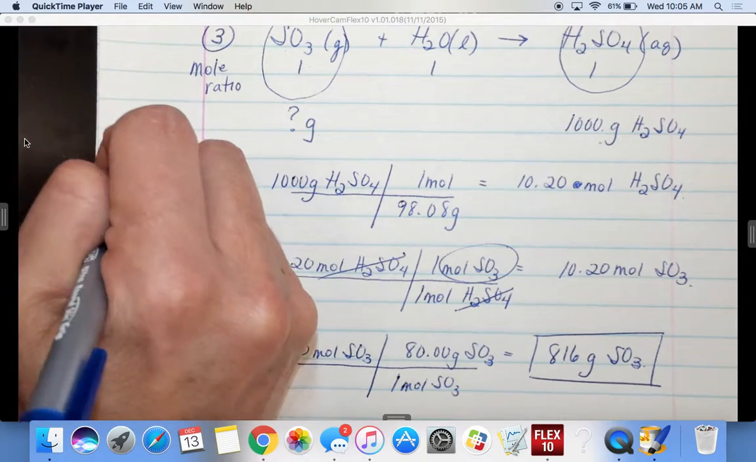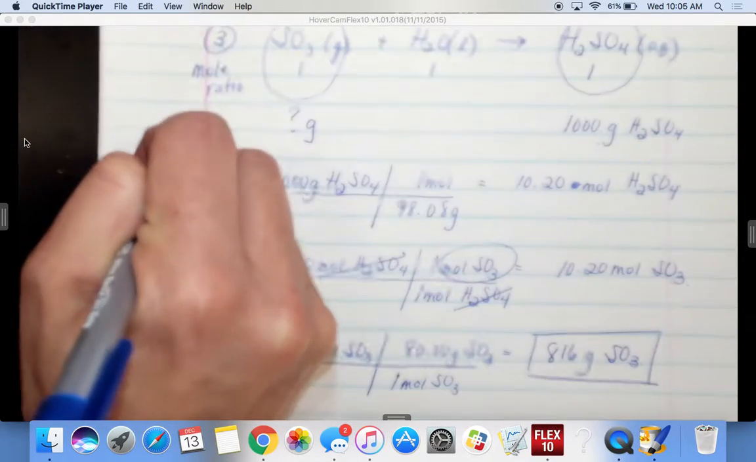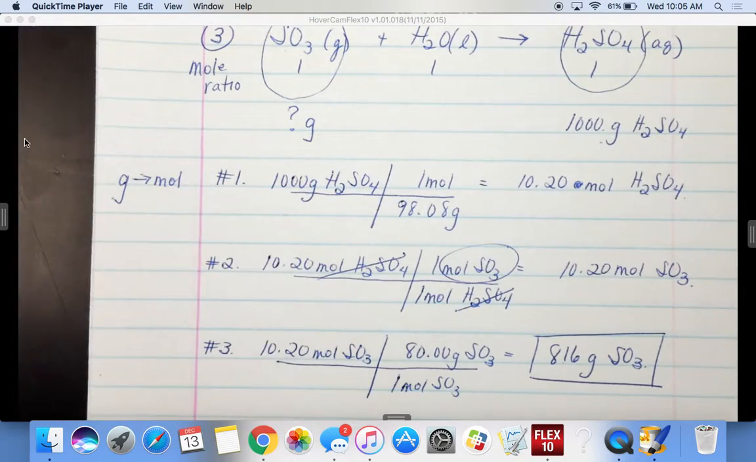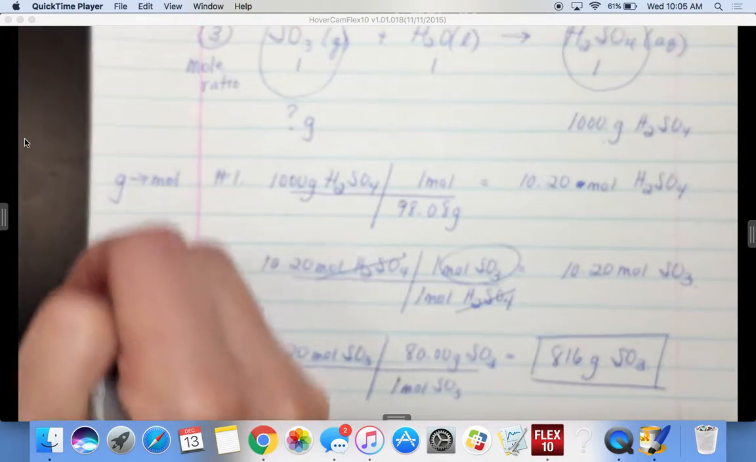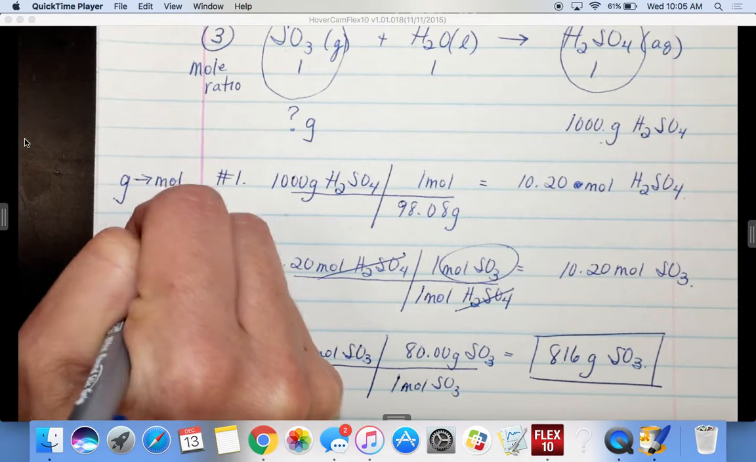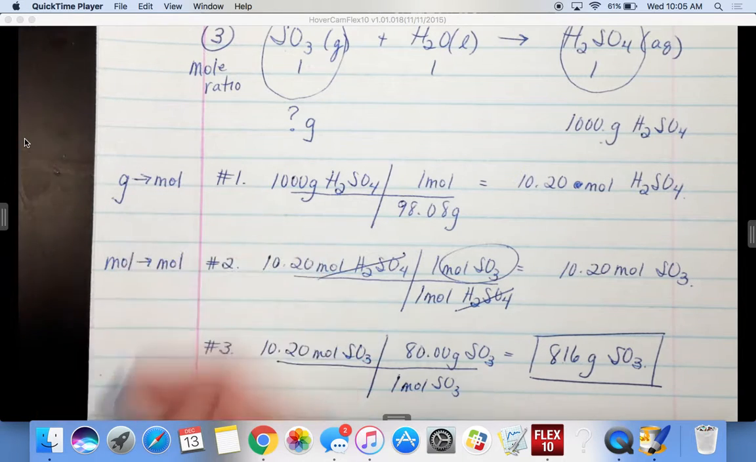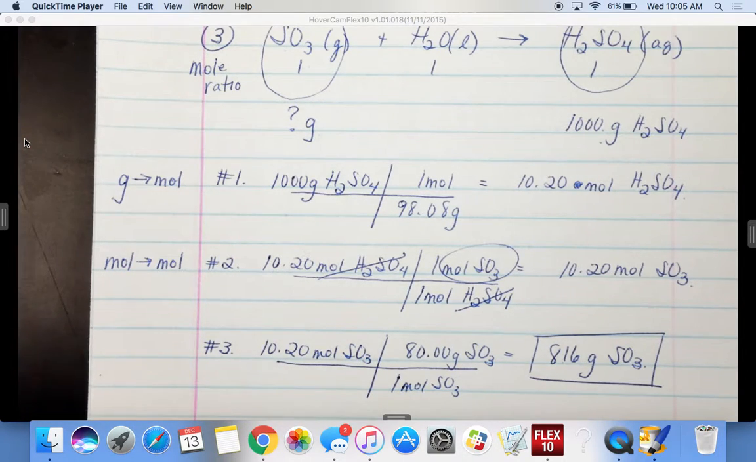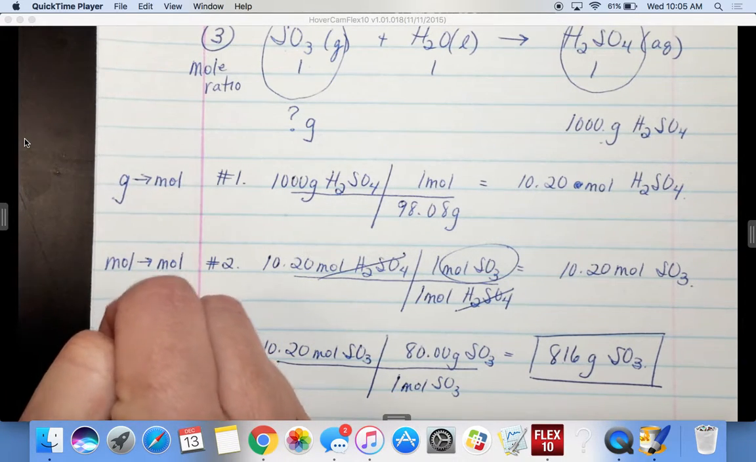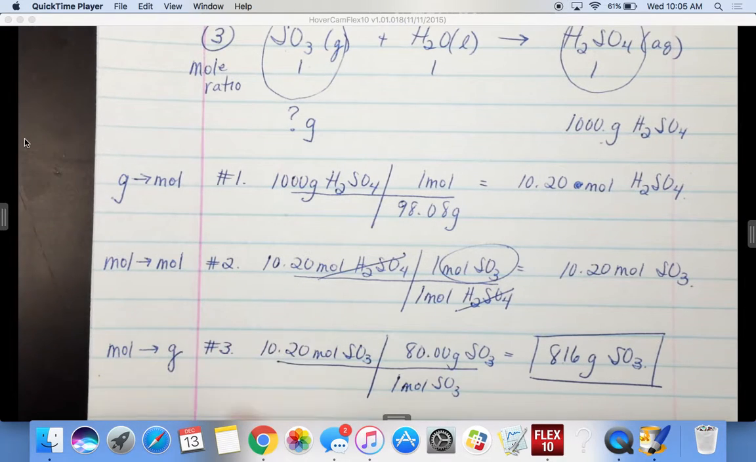So 3 steps, just to review. In step 1, you're going to take the grams of the substance given and convert to moles. In step 2, this is where the stoichiometry piece comes in. You're going to convert from moles of substance that you're given to the moles of substance that you're looking for. And in the third step, we're going to take the moles and convert back to grams.